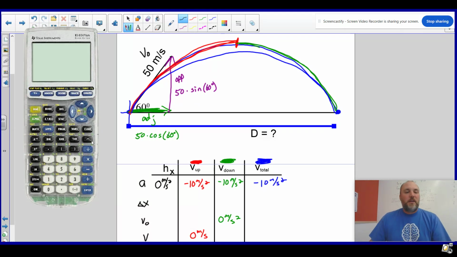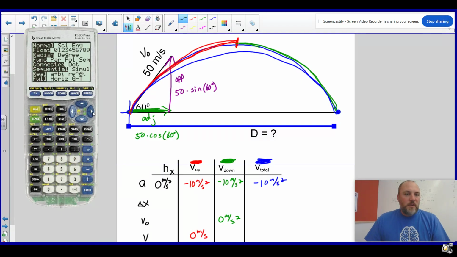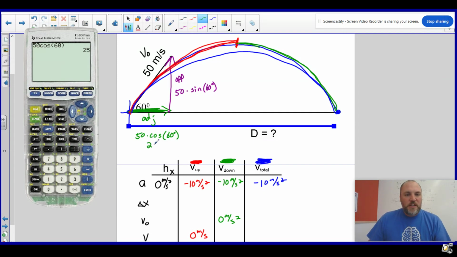So I'll do that on a calculator, but before I do, I should check that my calculator is in degrees. So I want to go to mode, and I'll go down here, and I'm going to go from radians to degrees. And second, quit. So to find my horizontal component, it's just 50 cosine of 60 degrees, and close the parentheses. So the initial horizontal velocity is 25.